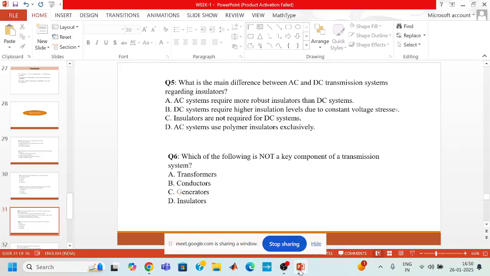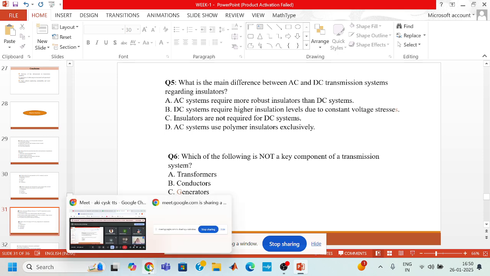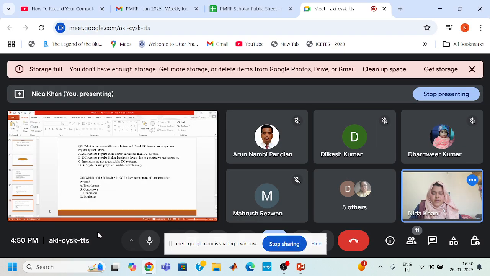Okay, okay, fine. Now, have you seen your previous question? What is the main difference between AC and DC transmission systems regarding insulators? Have you heard? Yes, ma'am. Okay, what will be the answer? Ma'am, B. Okay, DC systems require higher insulation levels due to constant voltage stresses. Because why?